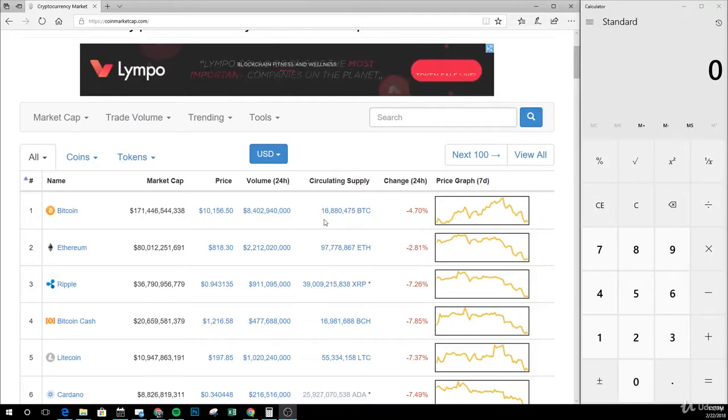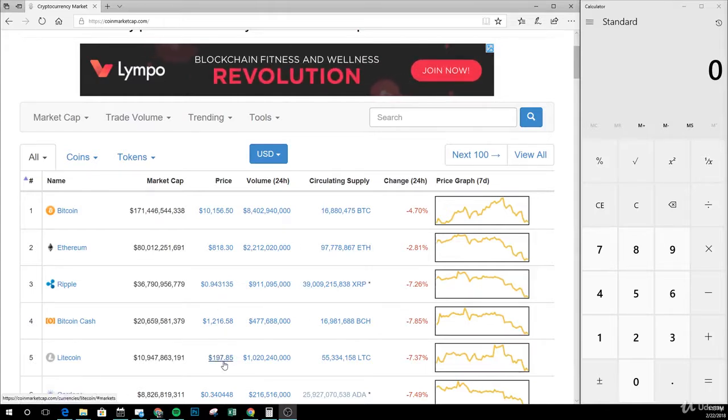Bitcoin's supply is at 16,880,475, and Litecoin's supply is a lot larger at 55,334,158. So, as you can imagine, part of the reason why the price is so much lower for Litecoin is because the supply is much larger. And we'll be doing some calculations here on the calculator in a second, but essentially, even if Litecoin were to hit the market cap that Bitcoin is currently at, the price would still be a lot lower.